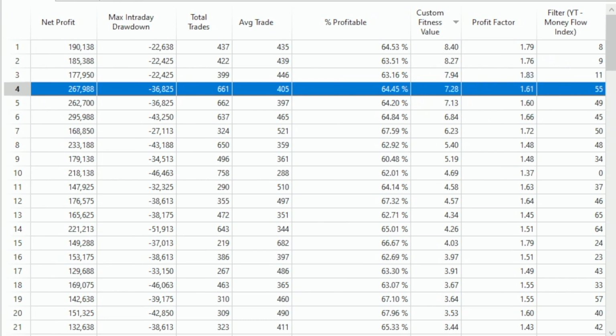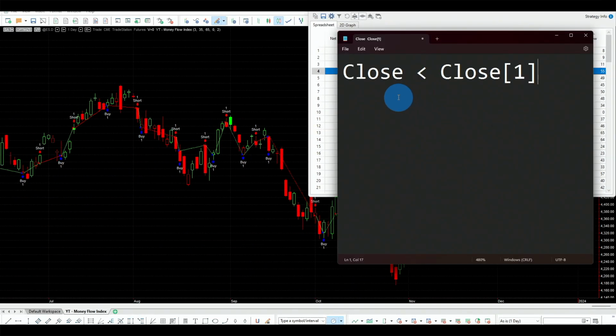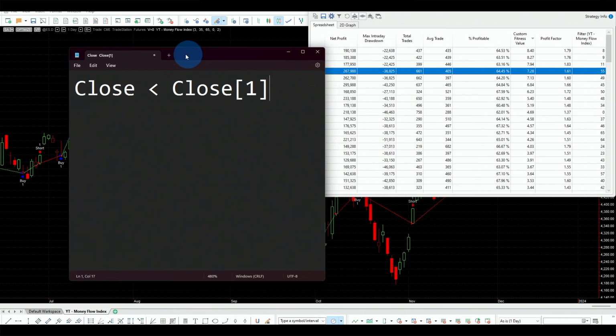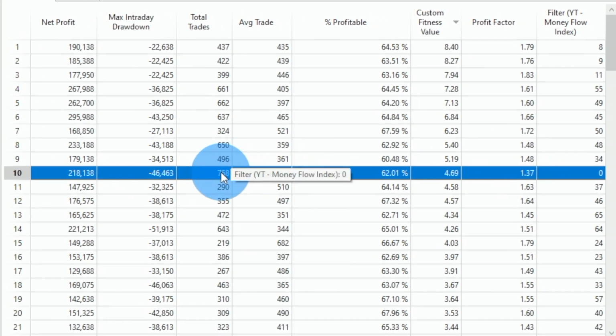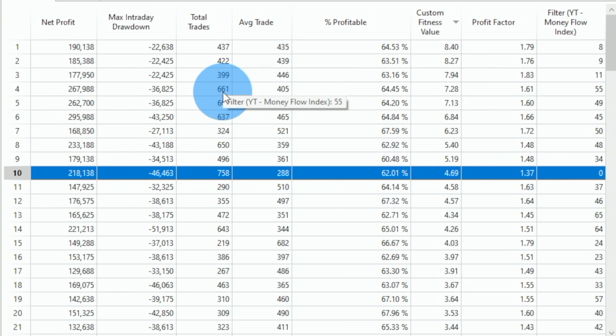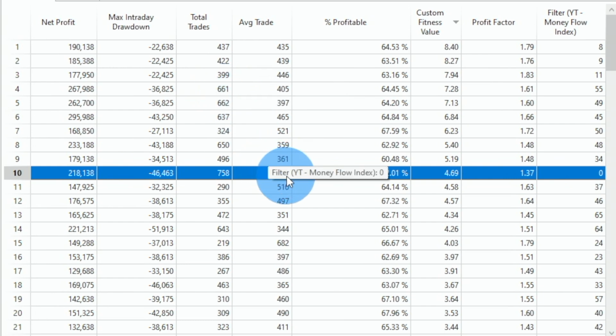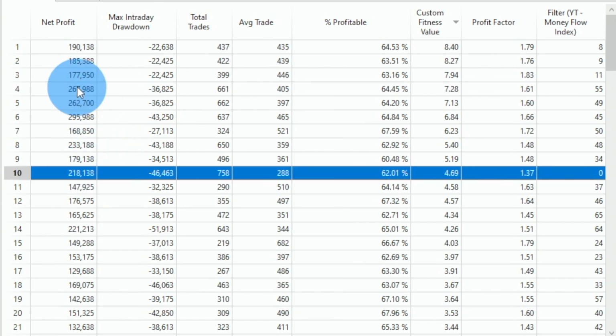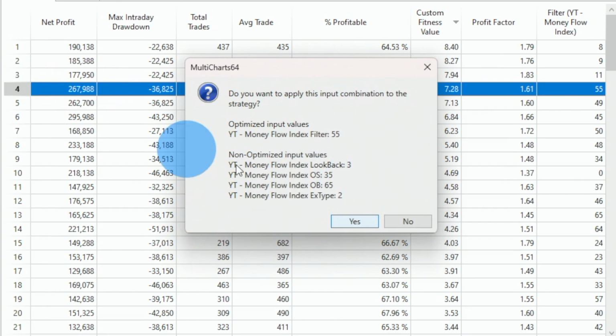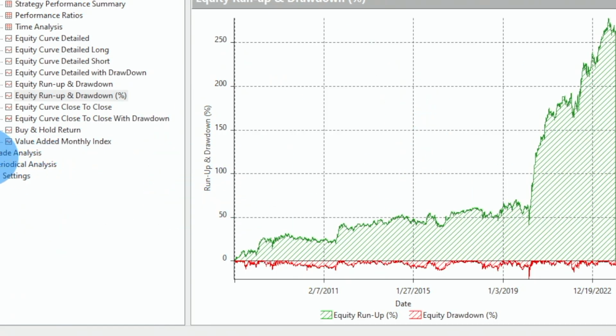And if I look at 55, filter 55 is if the close is below the previous close, either today or yesterday. So again, extremely simple filter, but the results are amazing because the difference is huge. This one is 758 trades, and this one is 661. So that's almost 100 trades off. But then the average trade goes from 300 to 400, and drawdown goes from 46 to 36, and profit goes from 218 to 276. So if we pick that, this is how the strategy looks like.